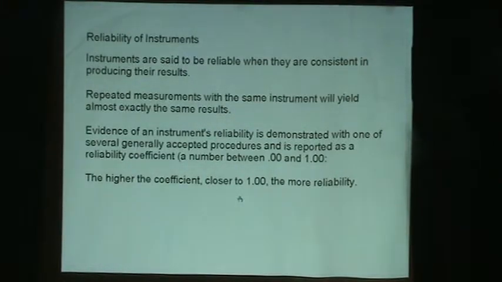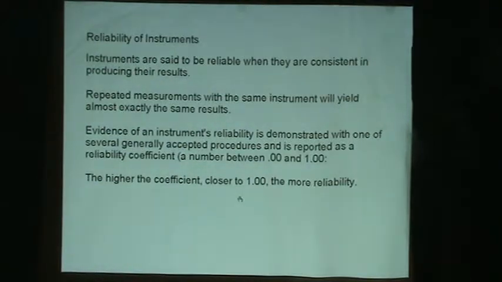Instruments are said to be reliable when they are consistent in producing their results. In other words, if you use repeated measurements with the same instrument, the results that you get will be basically the same. Evidence of an instrument's reliability is demonstrated with several statistical procedures, but it is usually reported in terms of what is called a reliability coefficient. And a reliability coefficient is a number between 0 and 1.